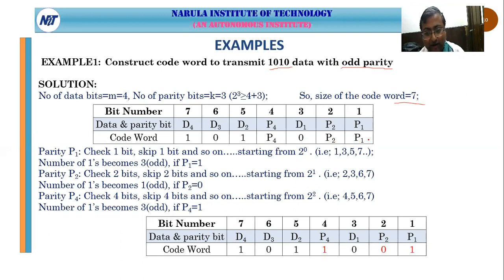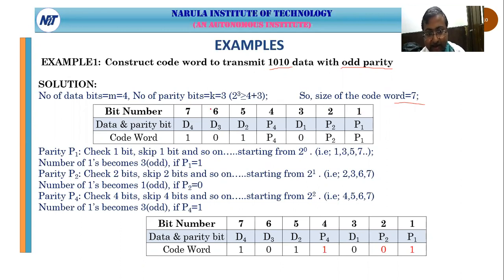Now what will be the value? P2 টা 0 কেমন করে আসে আরেকবার বলবেন? হ্যাঁ বলছি। That is the total M plus K. M plus K means 4 plus 3 is equal to 7. So the total number of bits in the Hamming code word is 7. So this is the 7-bit Hamming code word.